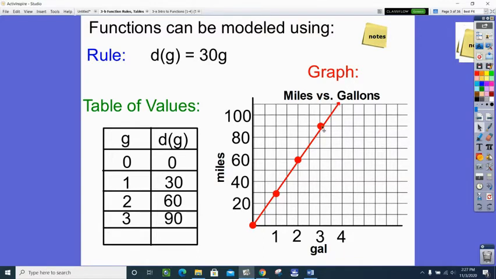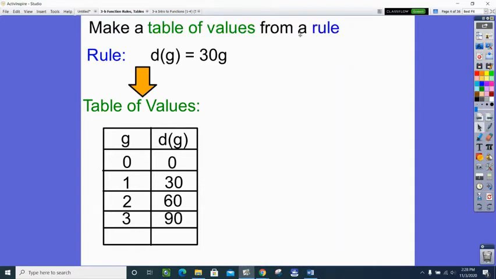You're going to see actually this is a ray because this is a real world graph and I can't have negative gallons or negative miles. So it has an endpoint here. There's no arrow down here, but you'll see the arrow up here. So this is a real world application that shows a function rule, its coordinating table, and of course its graph as well. So let's start right now.